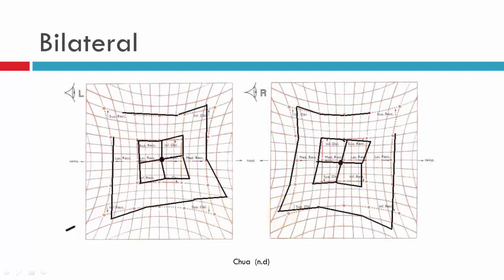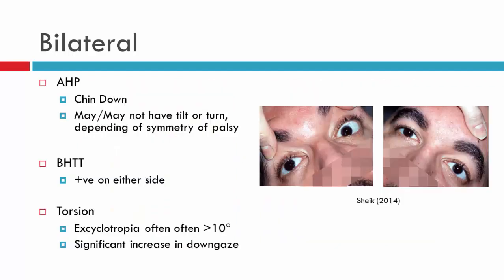Now, we have an asymmetric bilateral fourth nerve here where the left superior oblique underaction or palsy is greater than the right superior oblique. But you can see that those superior oblique underactions and the subsequent muscle sequelae are starting to tip those visual fields outwards. Now let's move on to a couple more features that distinguish a bilateral from a unilateral.